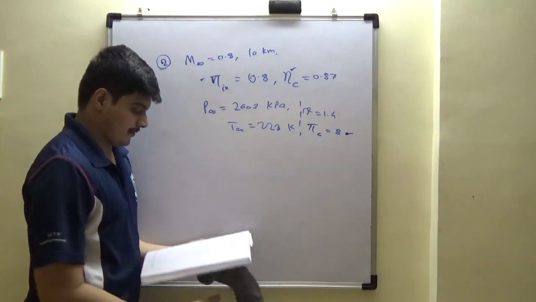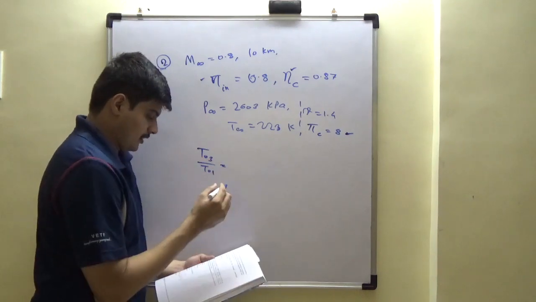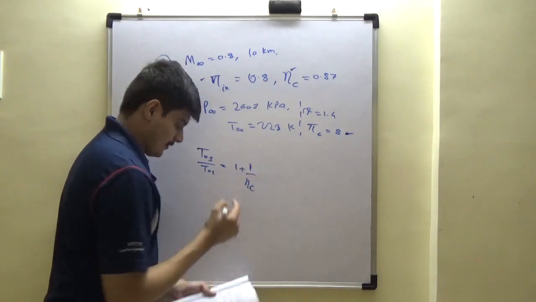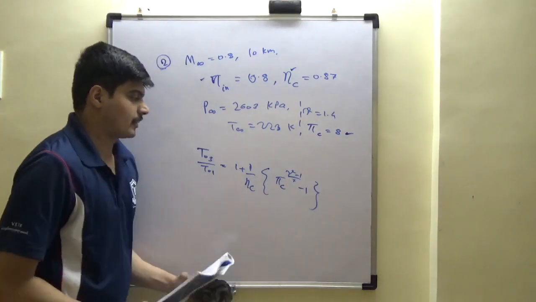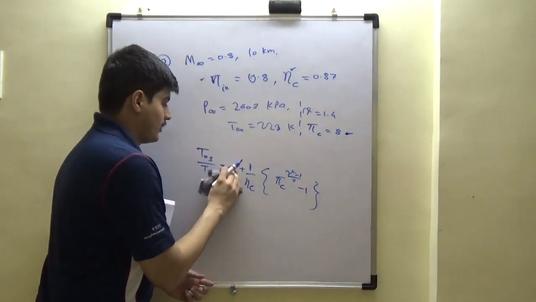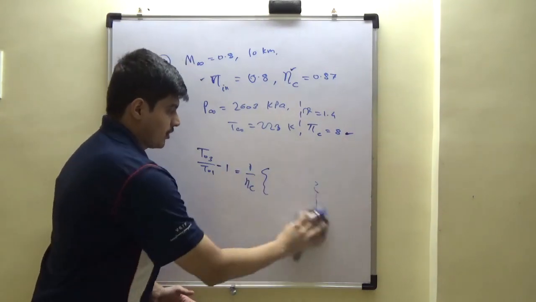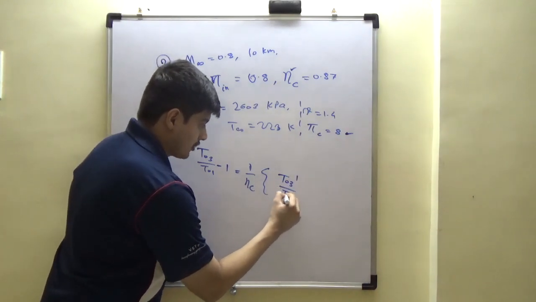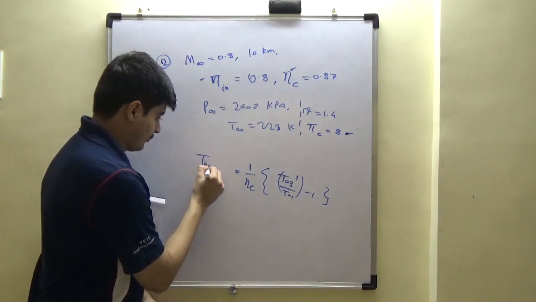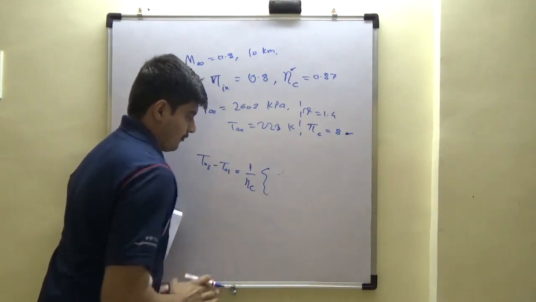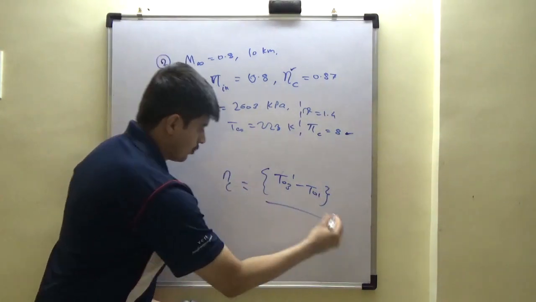Now, in the compressor, what is the relation? T03 upon T01 is equal to 1 plus 1 upon eta c times pi c raised to gamma minus 1 by gamma, minus 1. How did I arrive at this relation? Let me write one step behind. Pi c raised to gamma minus 1 by gamma. This is T03 dash upon T01 minus 1. Which means... right? But this is what we know.